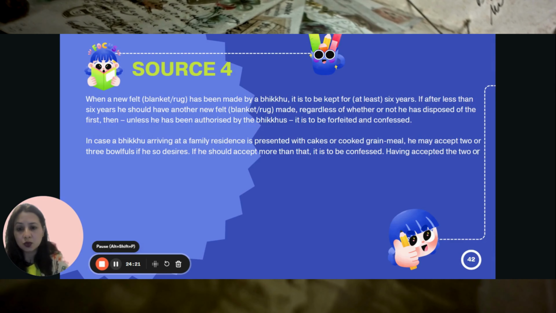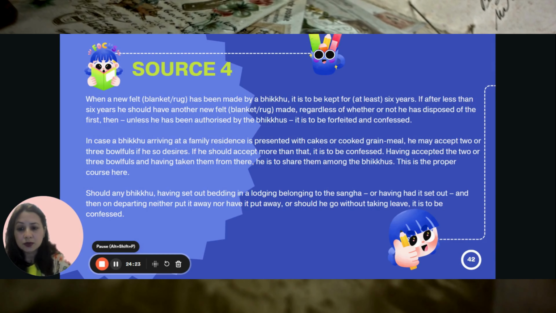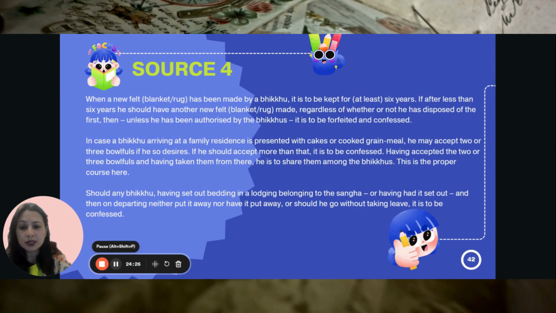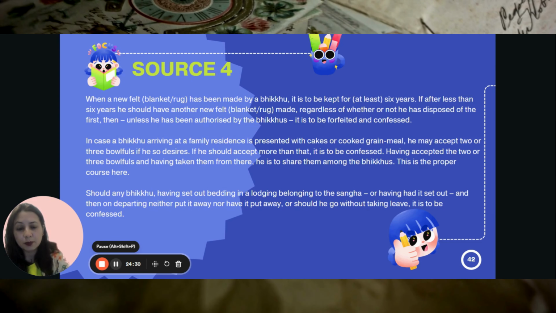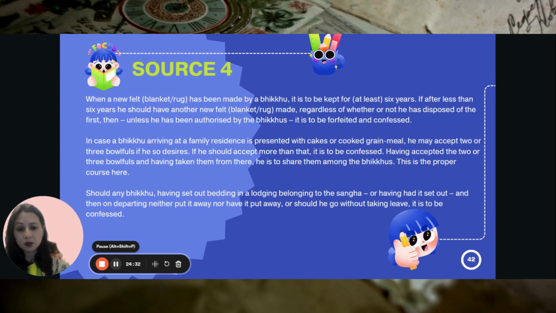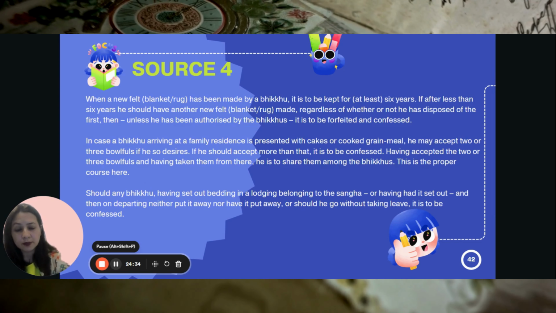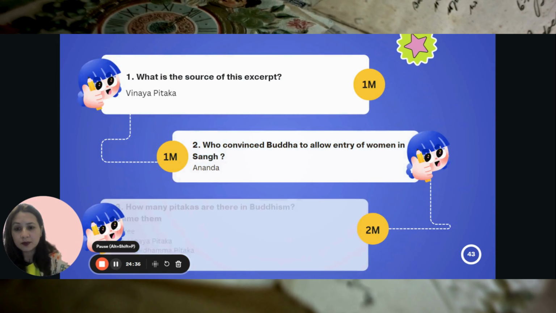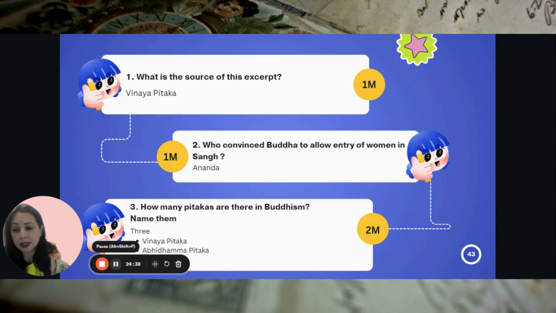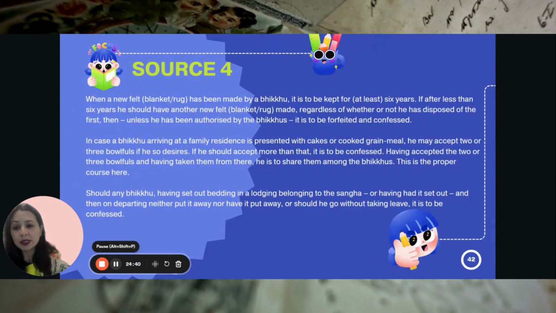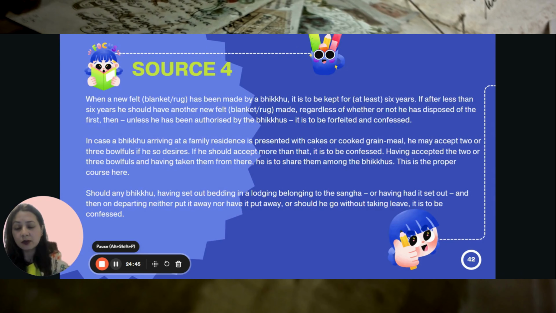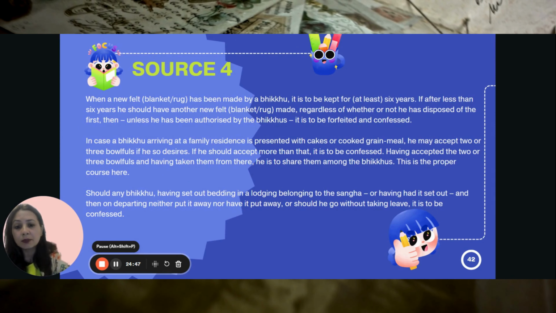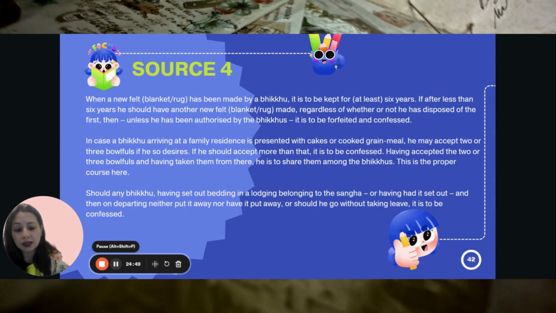Now the fourth source. This particular source is about what a bhikkhu is supposed to do. So the question is, what is the source of this excerpt? Vinay Pitaka, because Vinay Pitaka is the book which tells us about the rules and regulations to be followed by the bhikkhus and bhikkhunis, the monks and the nuns.